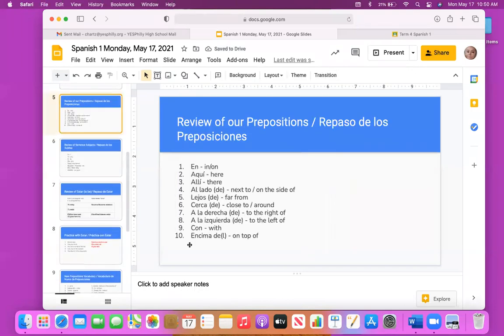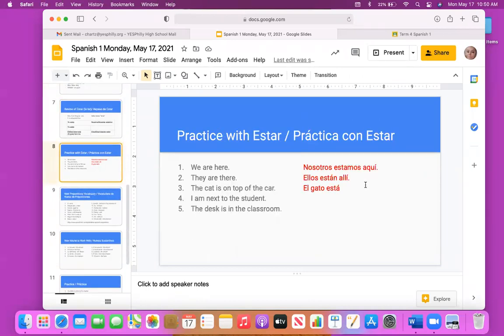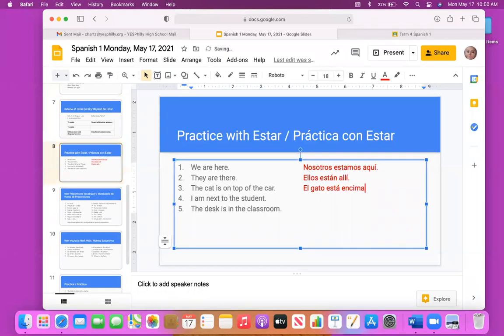So let's go back to our prepositions. It's encima de. And the word for car is el carro. So normally if it was a feminine noun, we would say de la, whatever the noun is. But because it's masculine, it would be de él. But in Spanish, just to make that shorter and make it make a little bit more sense, it's del.